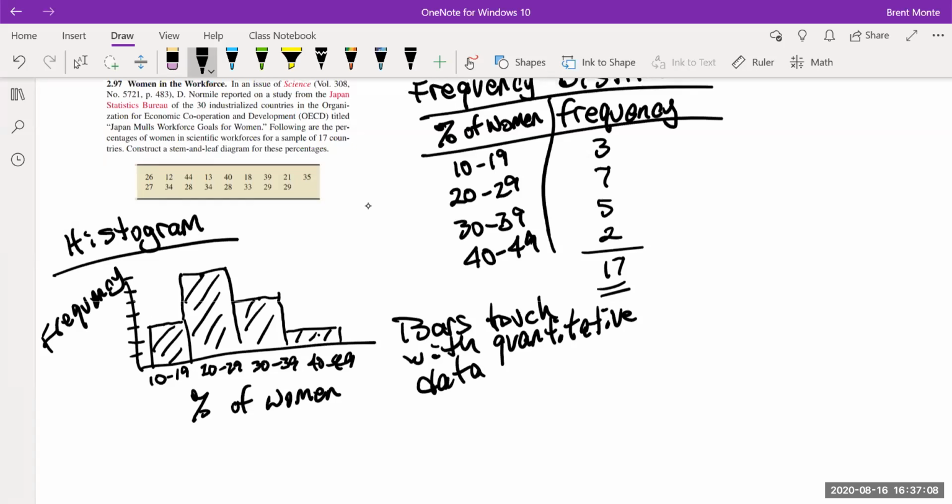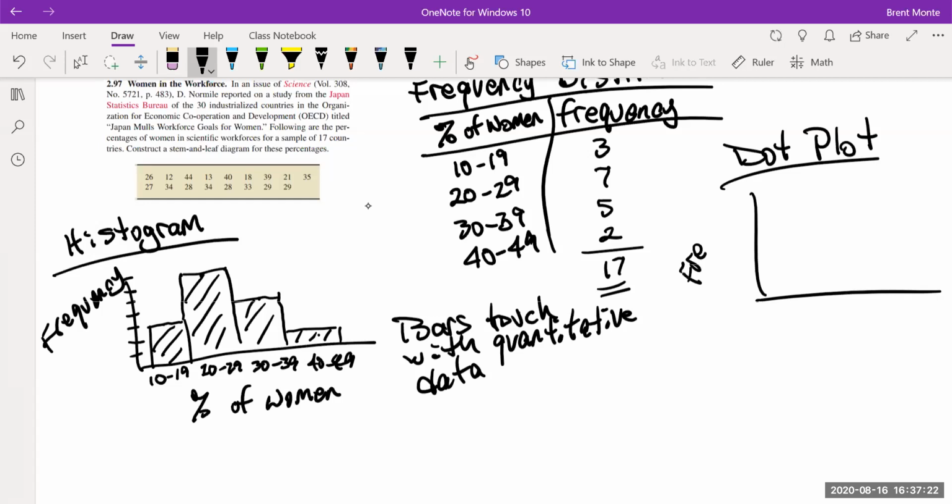All right, so there's a histogram. That's what a histogram looks like. There's also what they call a dot plot, which is essentially a histogram, except we just do dots. So it's going to look the same way. We're going to have frequency over here. Mine's kind of angled. And then we could do the same thing. We go 10 to 19, 20 to 29, etc.